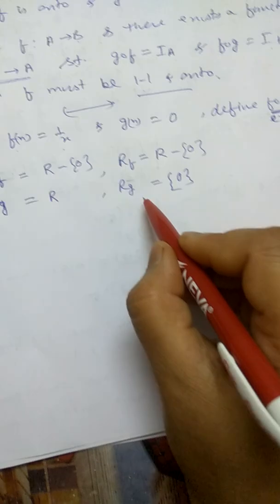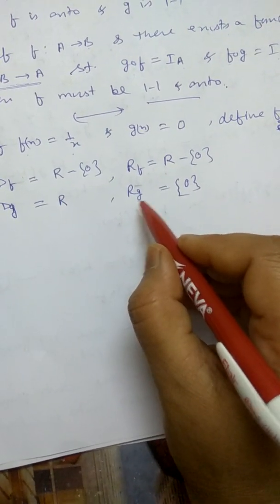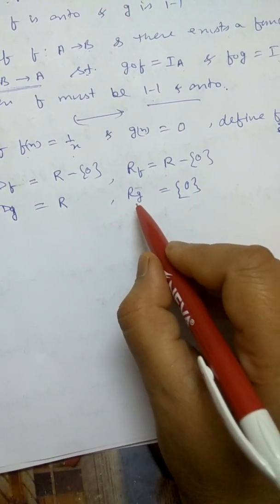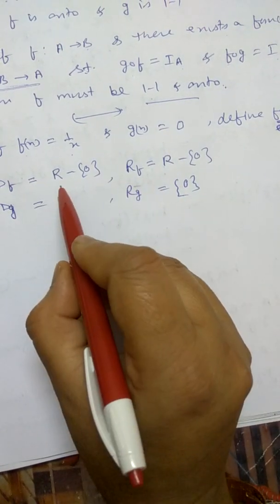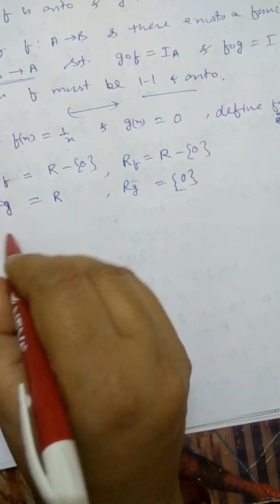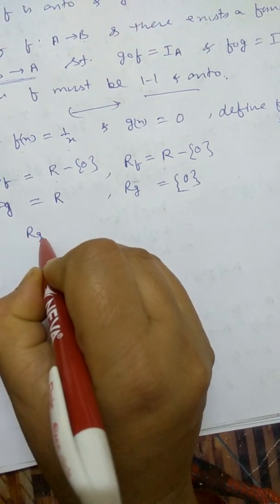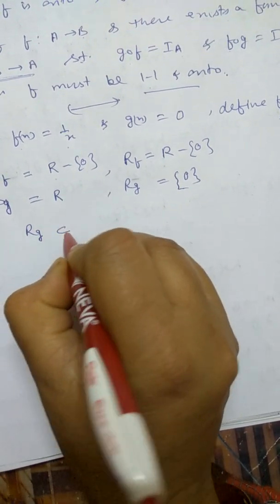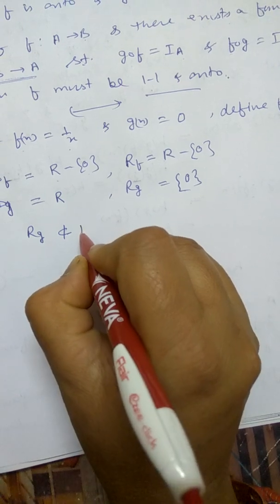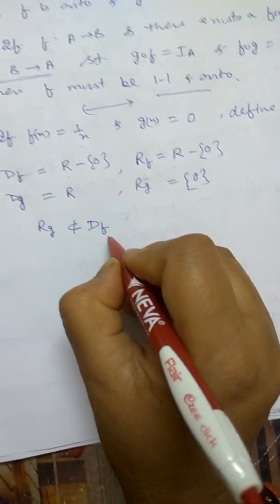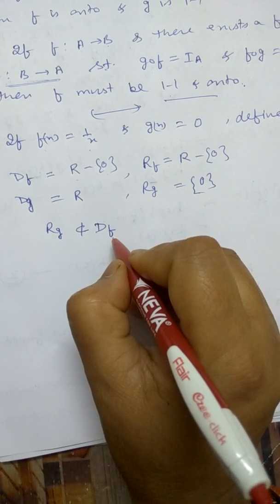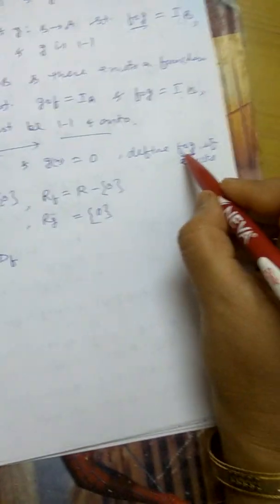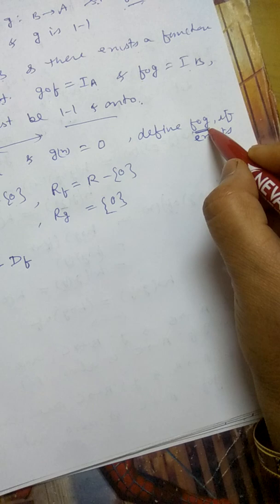And is this range of g a subset of the domain of f? The range of g is not a subset of the domain of f. Here we have to define f∘g.